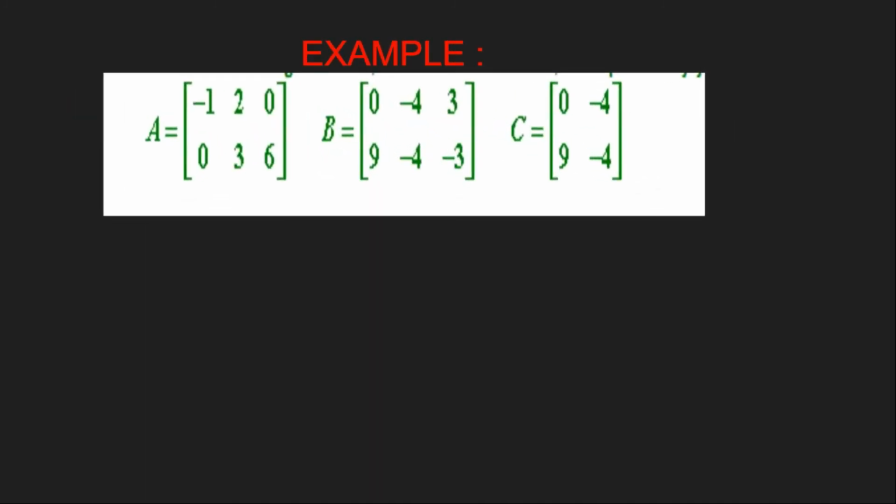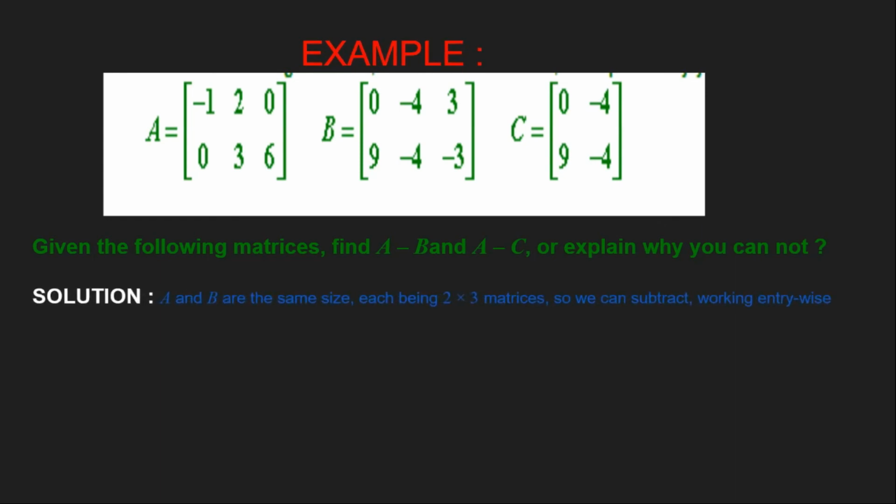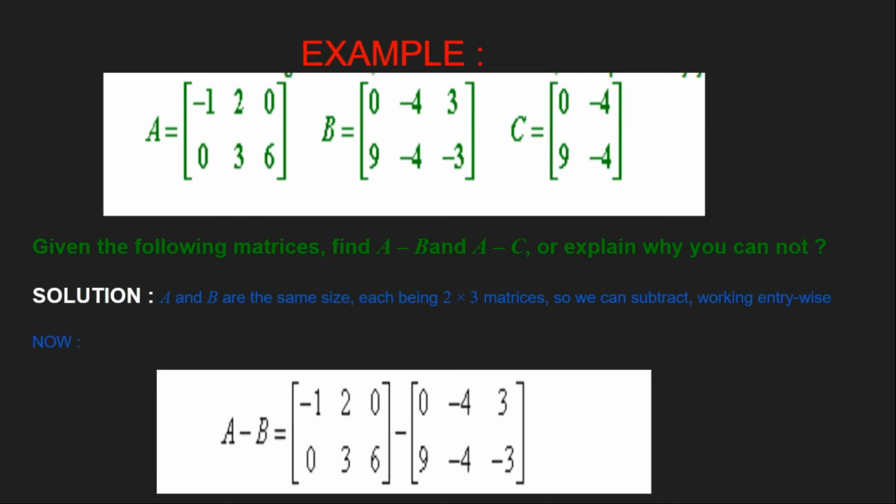Example, guys: three matrices are here, A, B and C. Given the following matrices, we have to find A minus B. And if addition or subtraction is not valid, we have to give the reason for that also. Very simple question. If you know the properties and how to add and subtract, it's a very basic example. A and B are of the same size, each a 2 cross 3 matrix, so the order of these matrices is 2 cross 3. So we can easily subtract them.